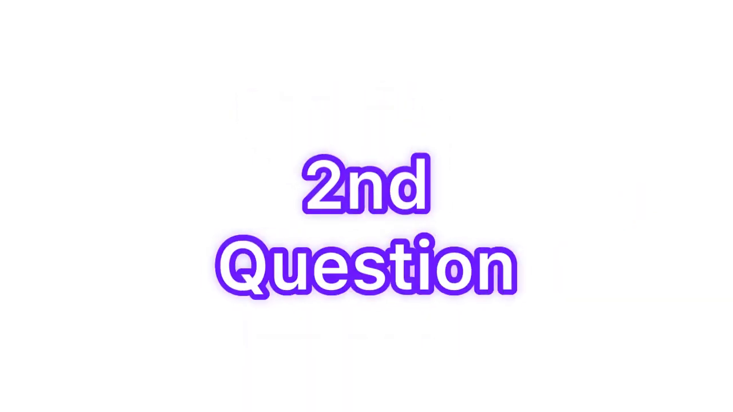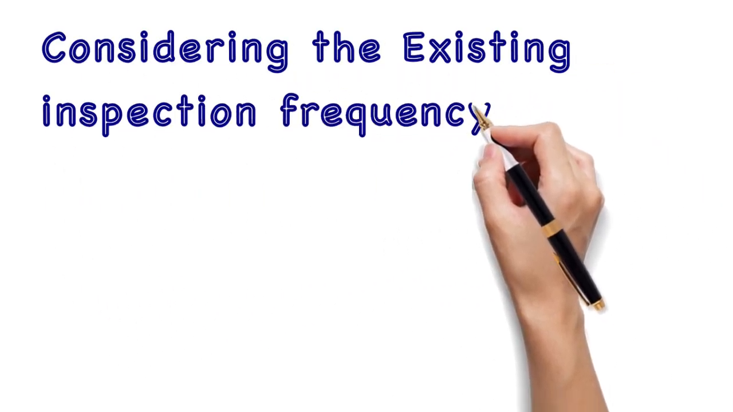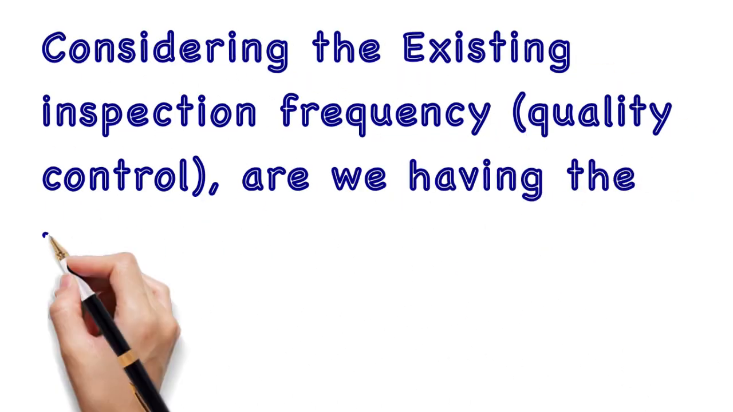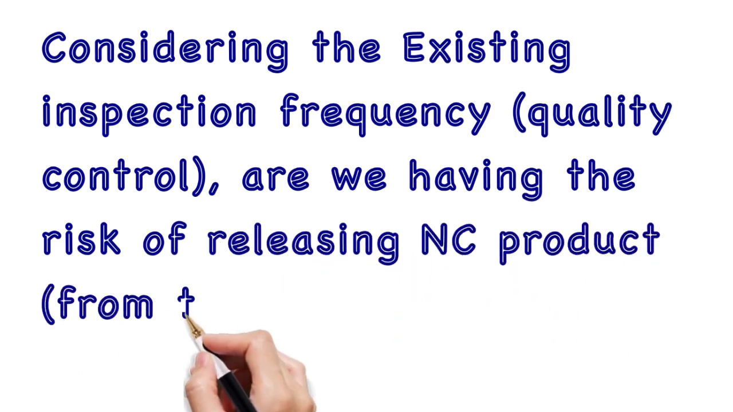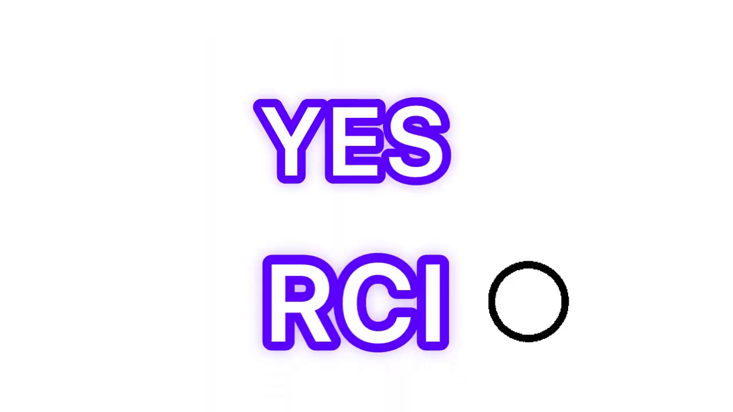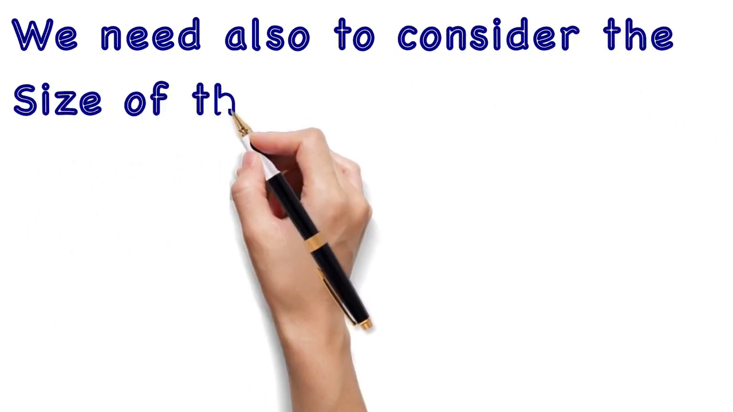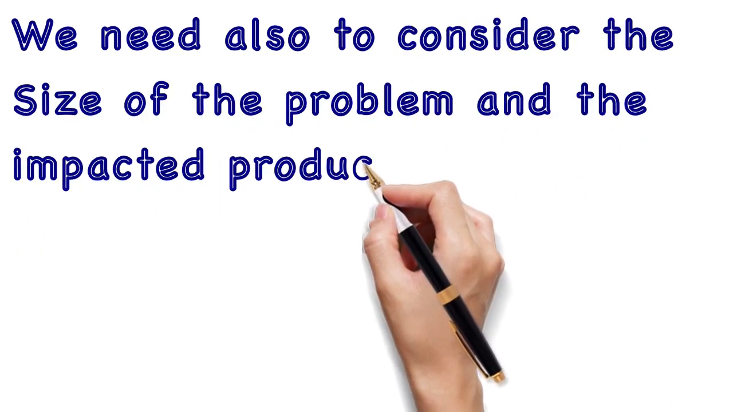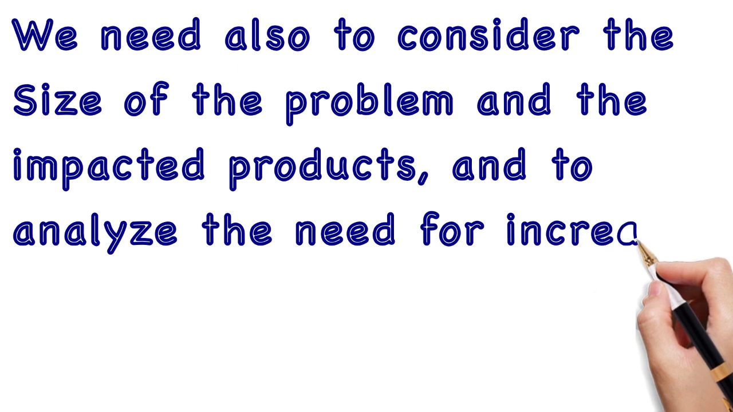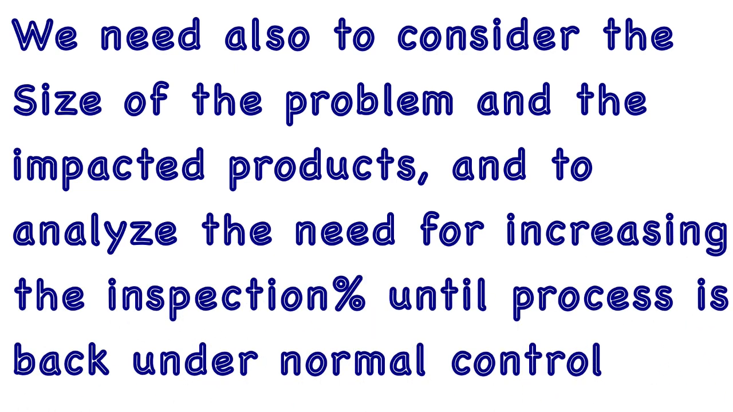Now the other question we shall ask, considering the existing inspection frequency and quality control: are we having the risk of releasing NC product from the non-inspected part due to such process variation? So if the answer is yes, then we need RCI. Of course, we need also to consider the size of the problem and the impacted products, and to analyze the need for increasing the inspection frequency until the process is back under normal control.